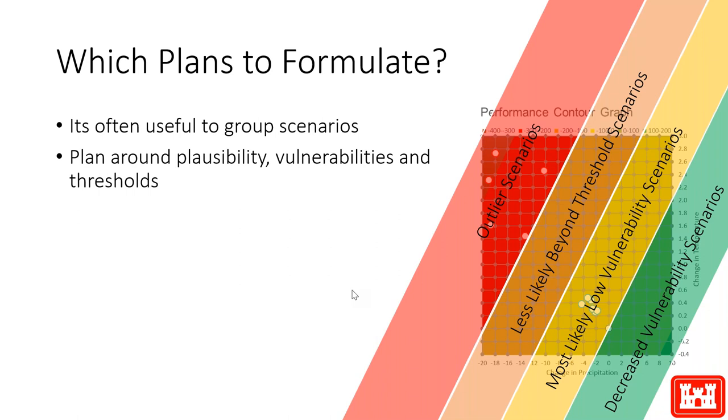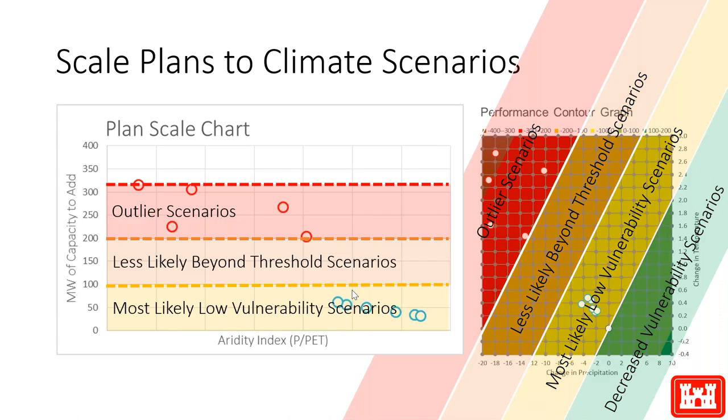The idea behind all of this is that these scenarios and the losses in performance that they induce provide us with a bit of a design criteria for adaptation planning. So we can think about those yellow scenarios, our most likely set of scenarios, as being a set of scenarios that require a maximum addition of 100 megawatts of capacity for power generation. And we know that we need to develop plans that mitigate against that particular loss.